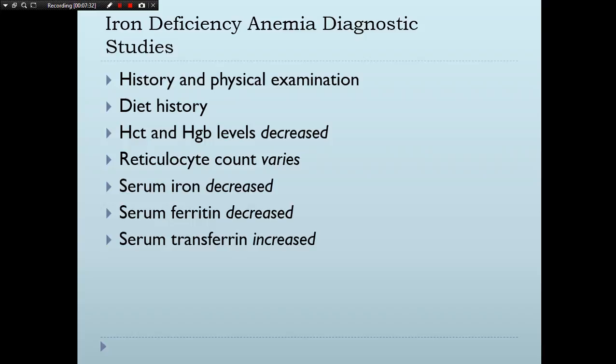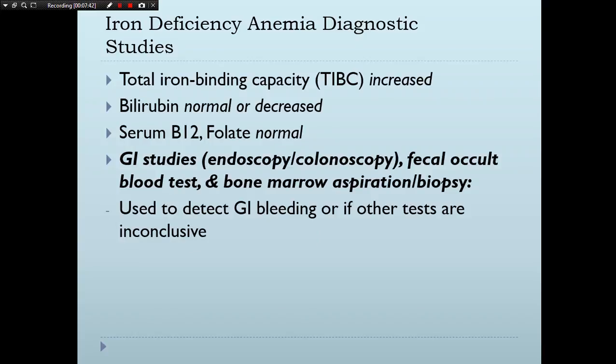Okay, so if we have a low serum iron and a low serum ferritin, that's pretty indicative of iron deficiency anemia. Our serum transferrin and total iron binding capacity are typically going to be increased if we don't have enough iron to bind to these sites to transfer back and forth from tissues, from bone marrow. We're going to have elevations in these total iron binding capacity proteins. Our bilirubin is going to be normal. We're going to see normal levels of serum B12 and folate.